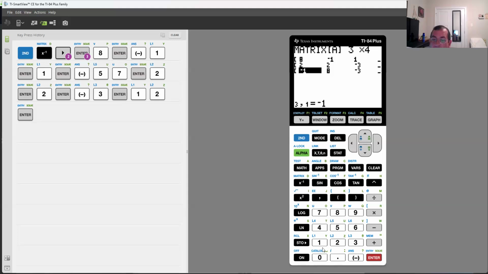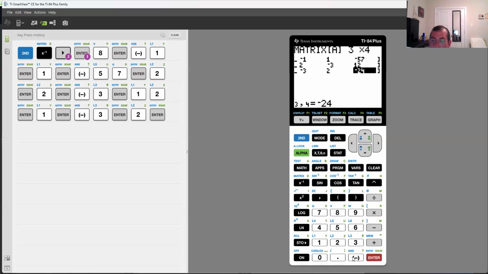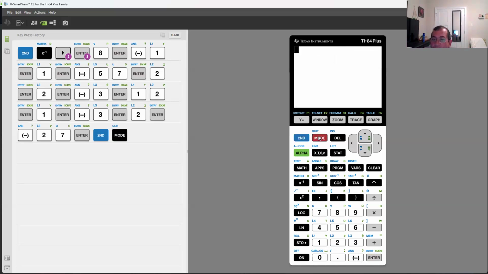My third row was the 1 for the X, enter. -3 for the Y, enter. 2 for the Z, enter. And then -27 and enter. So once you hit enter after every single number, we now got the matrix edited. So now I'm going to hit the second mode button to quit.